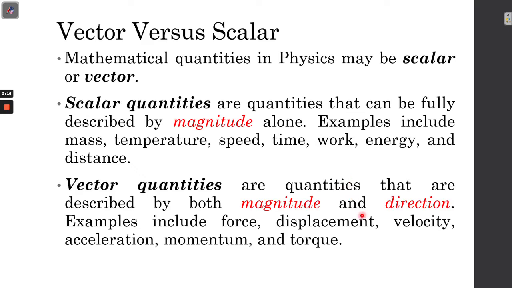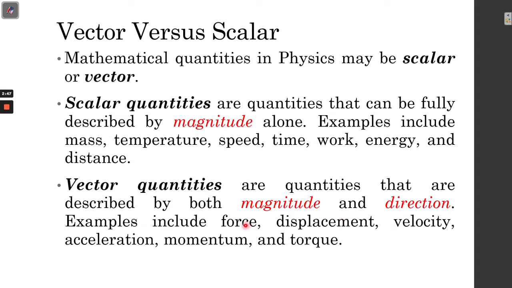Vector quantities, on the other hand, need both the magnitude and direction. Not only does it need magnitude, meaning it needs a number and a unit, let's say 3 newtons, or 4 meters, etc. But at the same time, it also needs direction. Examples are force, displacement, velocity, acceleration, momentum, and torque. These are quantities that have both magnitude and direction.